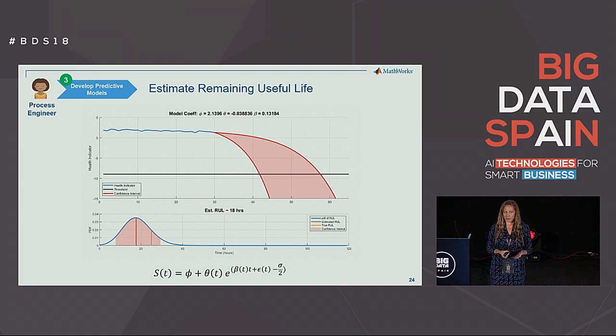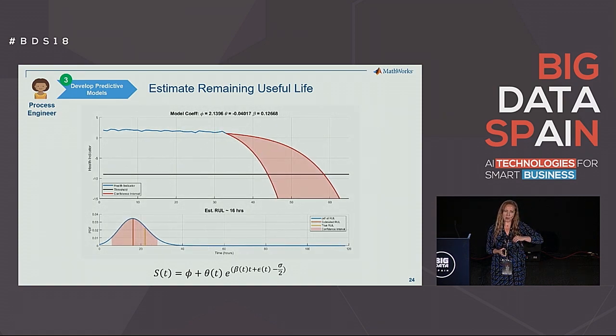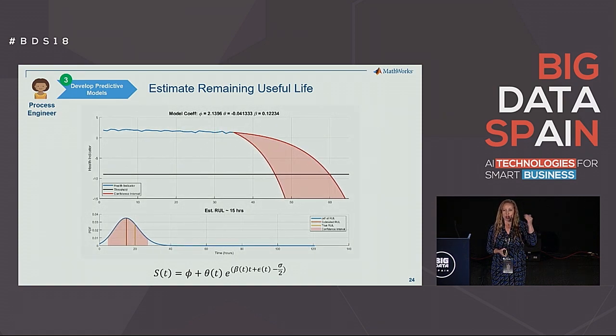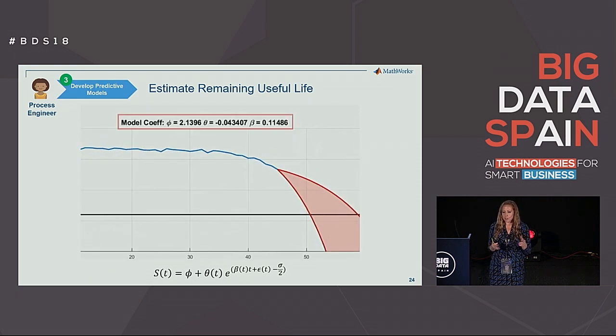What about this remaining useful life? It's a regression problem, like I mentioned. This video shows that with this problem, every data point, we're going to update the model. So we'll update the state of the model. And as you can see, it actually improves as it gets more data. The confidence interval is shrinking. So we're in good shape.